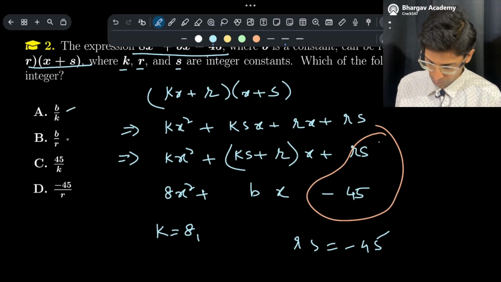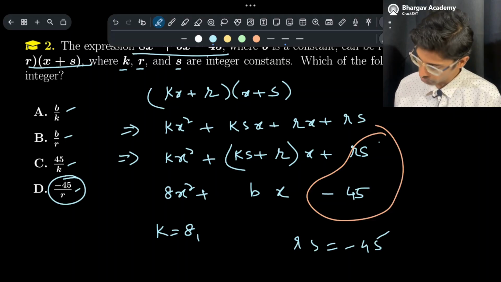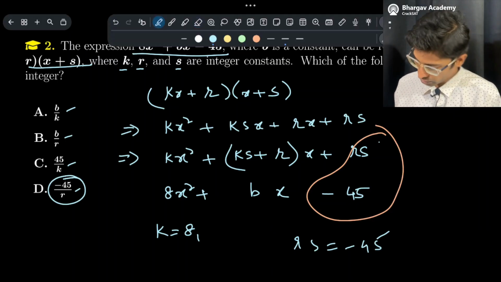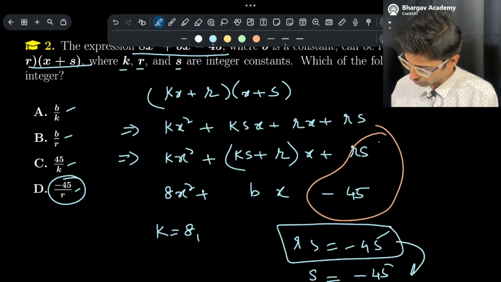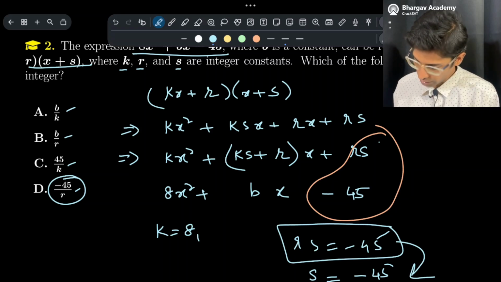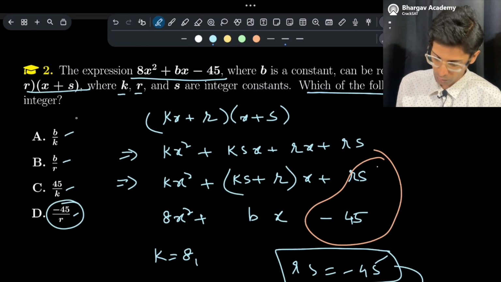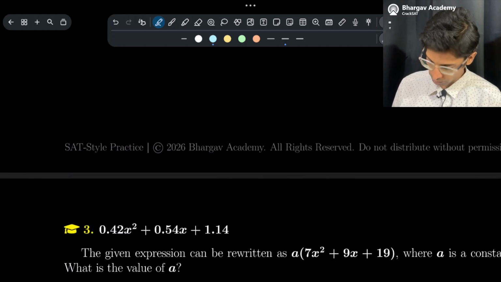So I have seen my options here. Minus 45 by r I am interested in because I am seeing rs equal to minus 45 here. So I will try to change this expression into this, and I can see here that because it is given that s is an integer constant, minus 45 by r also should be an integer, and the question is asking which of the following must be an integer. So this is the answer. Let's go to the next question.